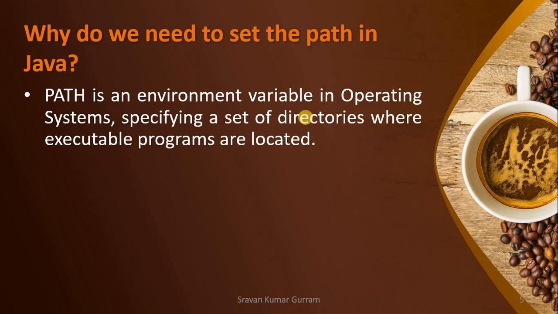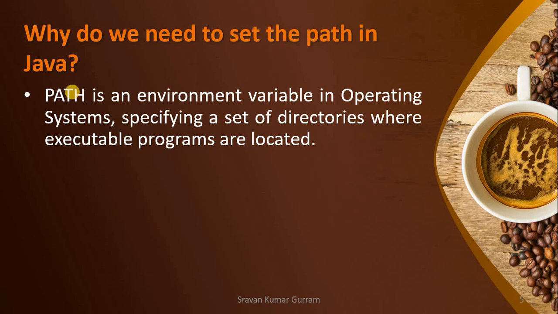Even though we install the Java software successfully, those programs cannot be executed because we need to set the path. First, try to understand what is path. Actually, path is an environment variable in all operating systems. In Unix, Windows, in all operating systems, the variable path is available. It specifies a set of directories where the executable programs and the required files are located. Generally, we need to set that path. The path is the name of the variable.